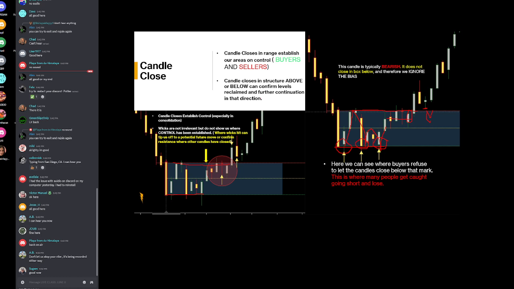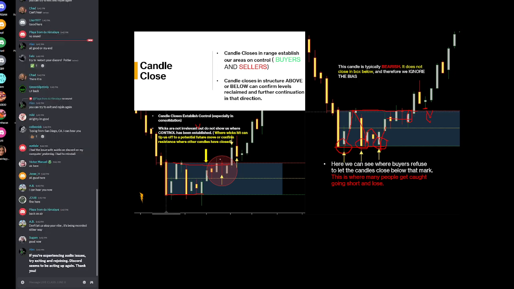Candle closes in structure above or below can confirm levels reclaimed or further continuation in that direction. Wicks are not relevant typically, right? And I should have put that in right there. Typically, wicks are not going to be relevant, right? In terms of a box, right?